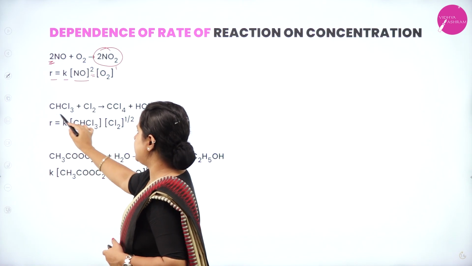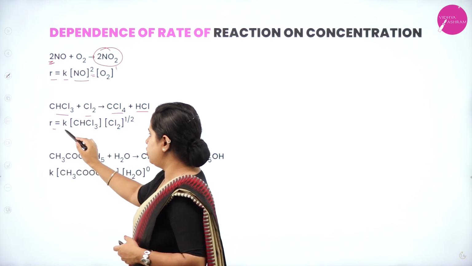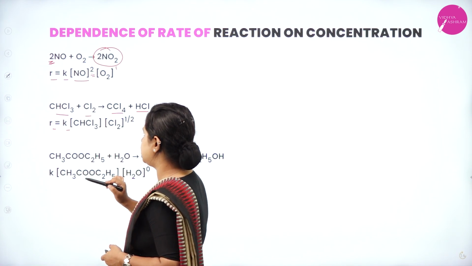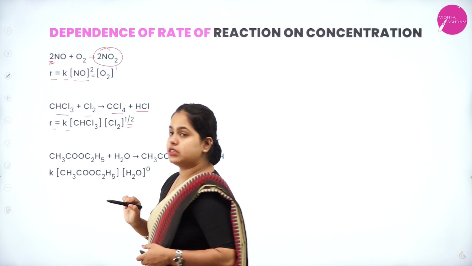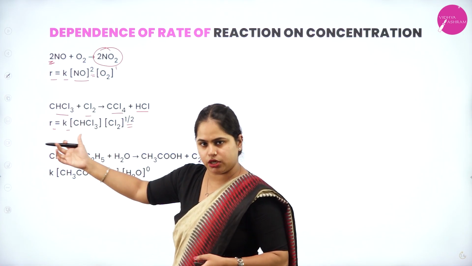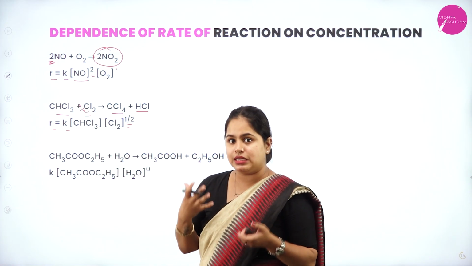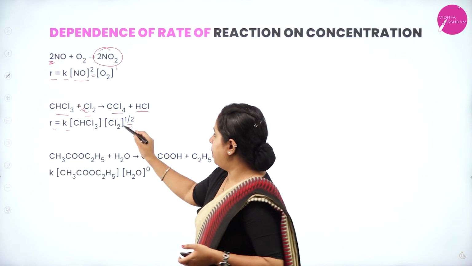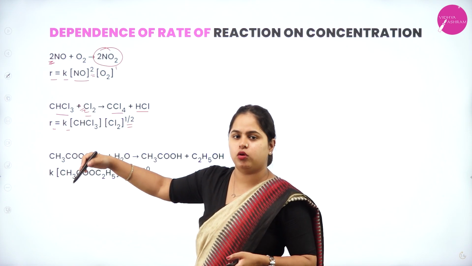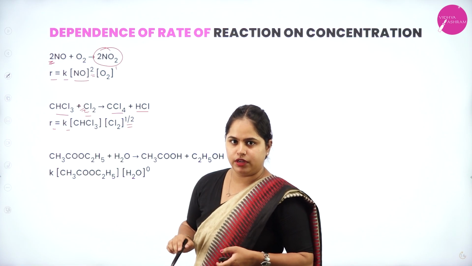Now moving on to the next one. CHCl3 plus Cl2 gives CCl4 plus HCl. Now how do you write the rate law? r is equal to K into the molar concentration of CHCl3 into the molar concentration of Cl2 raised to the power half. But in this particular expression, you are not able to see any half here. It is not shown here. So what does that mean? In the rate law, the power of the concentration of reactants may or may not be equal to the stoichiometric coefficient. So here you can't see anything, but there is a power which is present here.